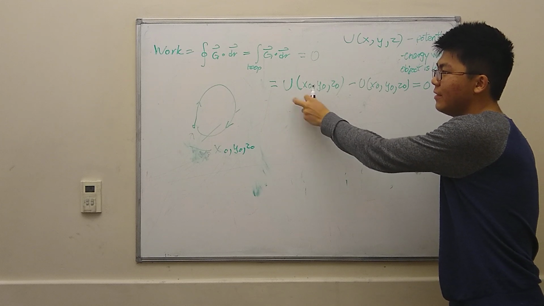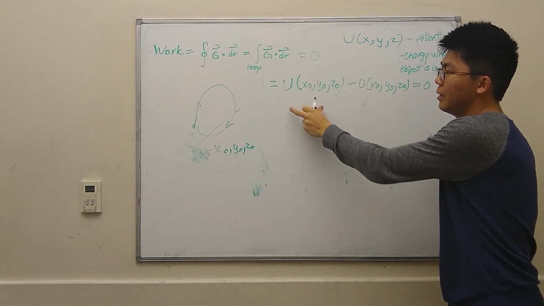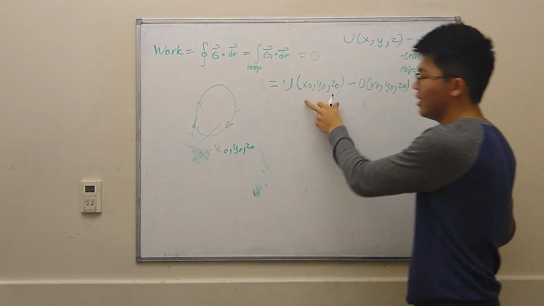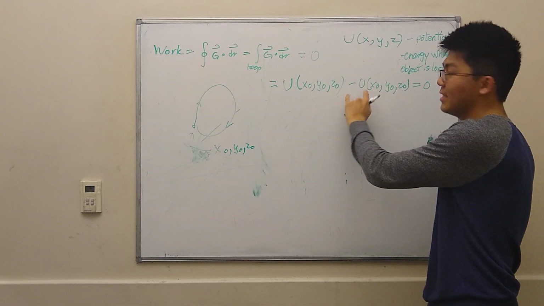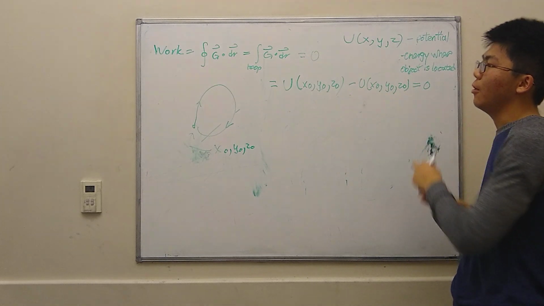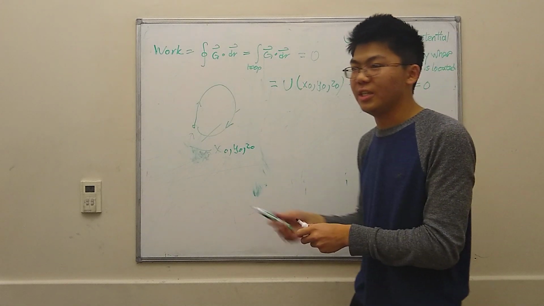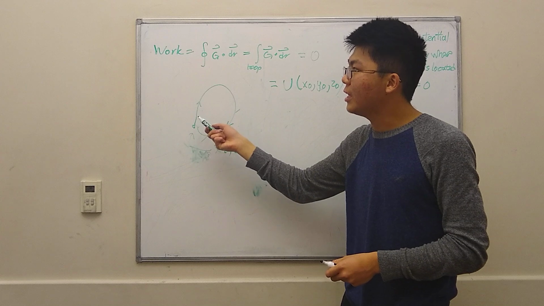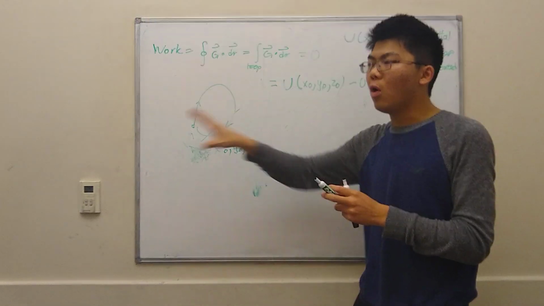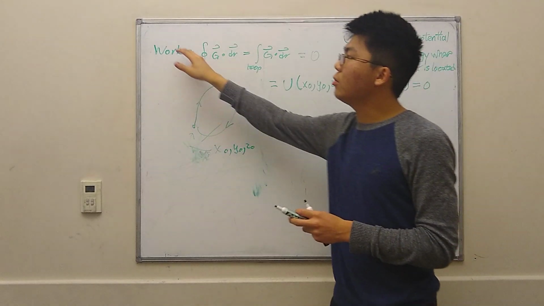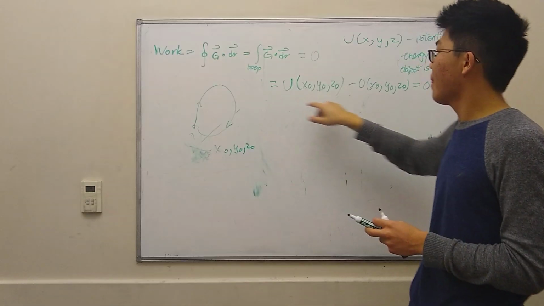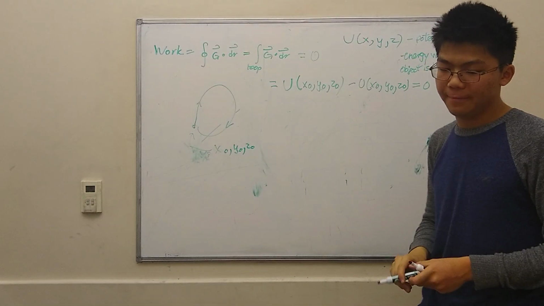However, even if these values are non-zero, because we ended where we started, the difference between them is zero. And so, although the potential energy of the object may not be zero here, the total work done, the total scalar value, is still zero here.